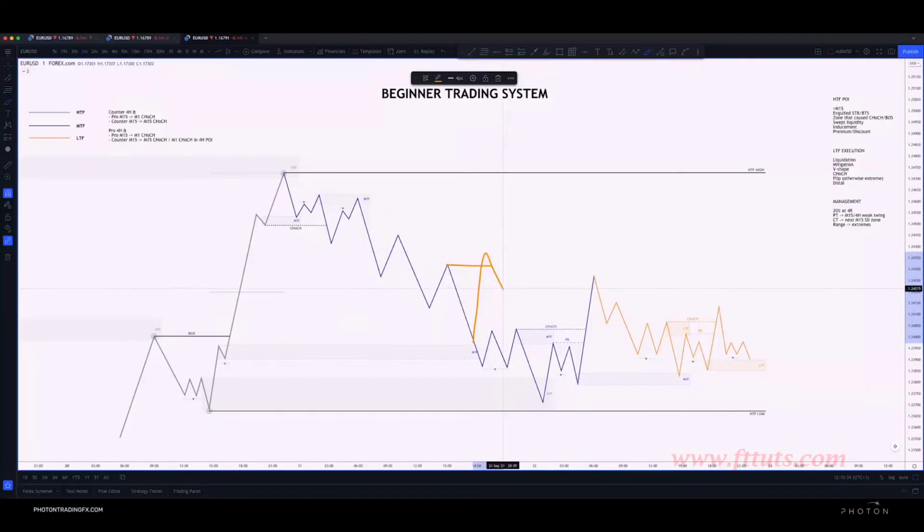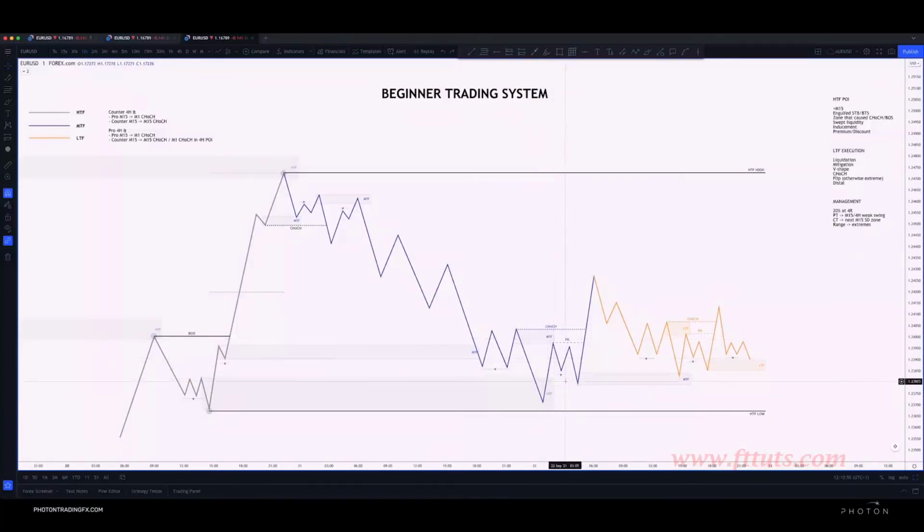You wait for that M15 change of character, or you wait for price to hit the 4-hour POI first, and then you can use the M1 to look for your entry. That can potentially help you to boost your strike rate. But again, it's just a recommendation. It's not something you have to do. So that's how you can look to trade this area.